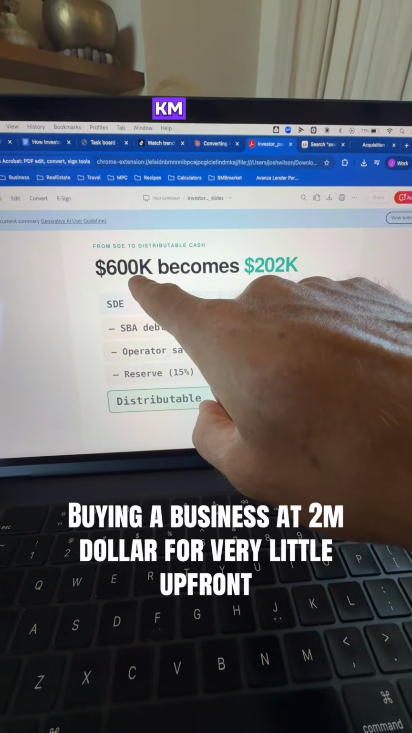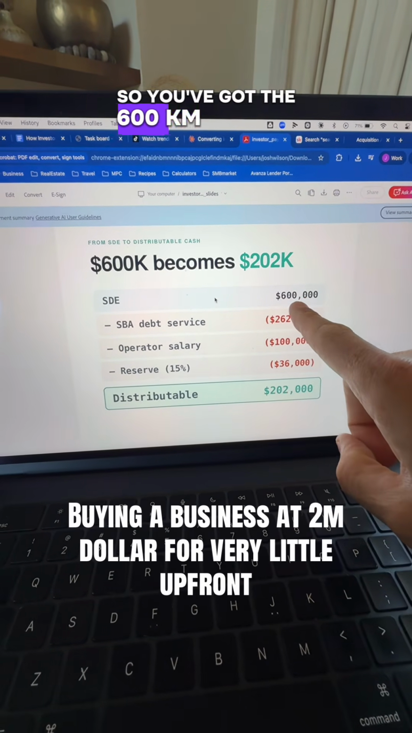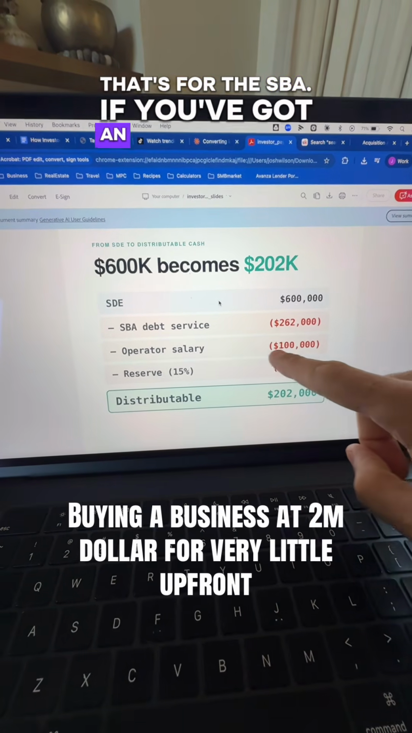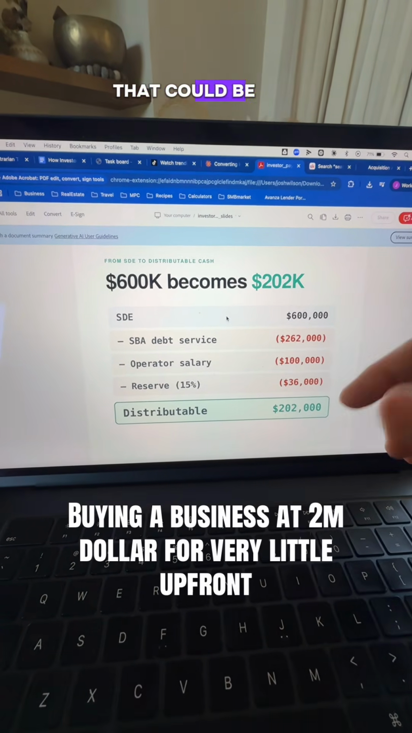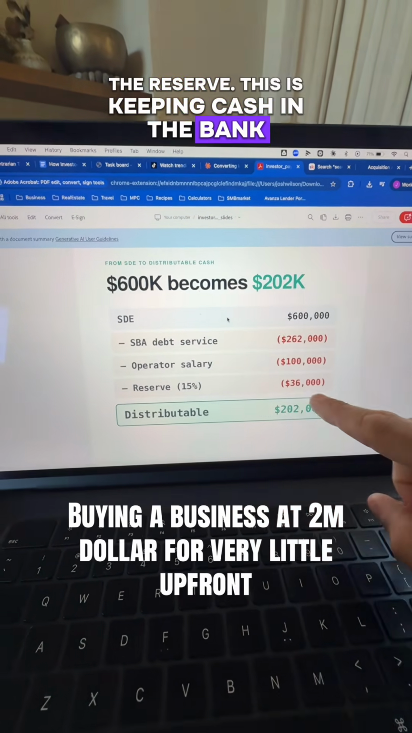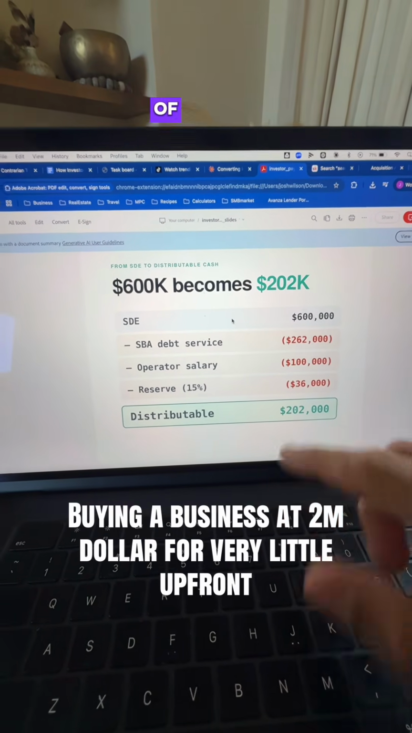Now, we've got $600K in profit. We're going to show how that becomes $202K. So you've got the $600K in profit. You've got to pay the debt service for the SBA. If you've got an operator salary because you're not trying to run the day-to-day, then you need to pay them $100,000. That could be you, but if not, you need to pay them $100,000. The reserve is keeping cash in the bank of $36,000. So now you've got what we call distributable cash of $202,000.